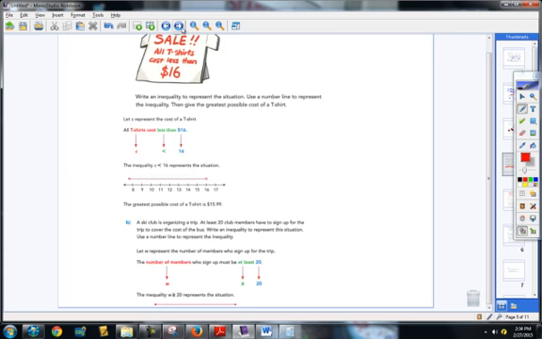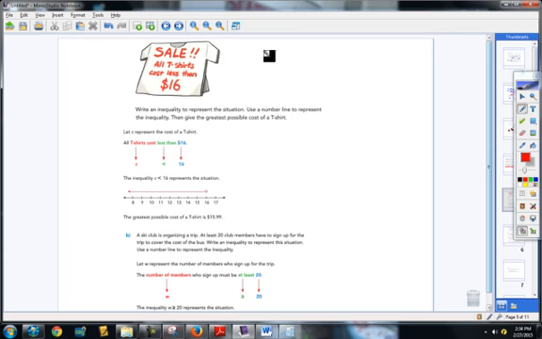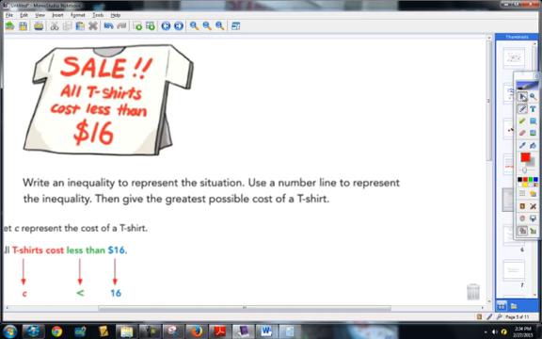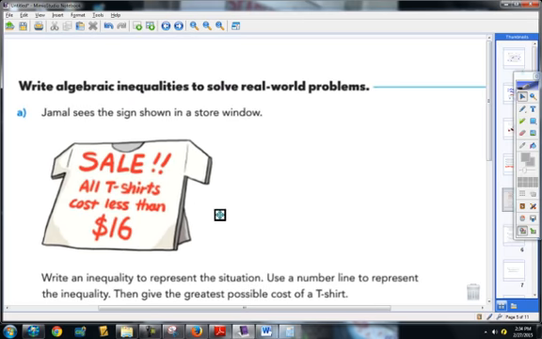Okay, now, next section here. Now, we're going to go a step further with this, and quite frankly, this is a little bit more challenging than writing algebraic equations. Now we're going to write algebraic inequalities to solve real-world problems.